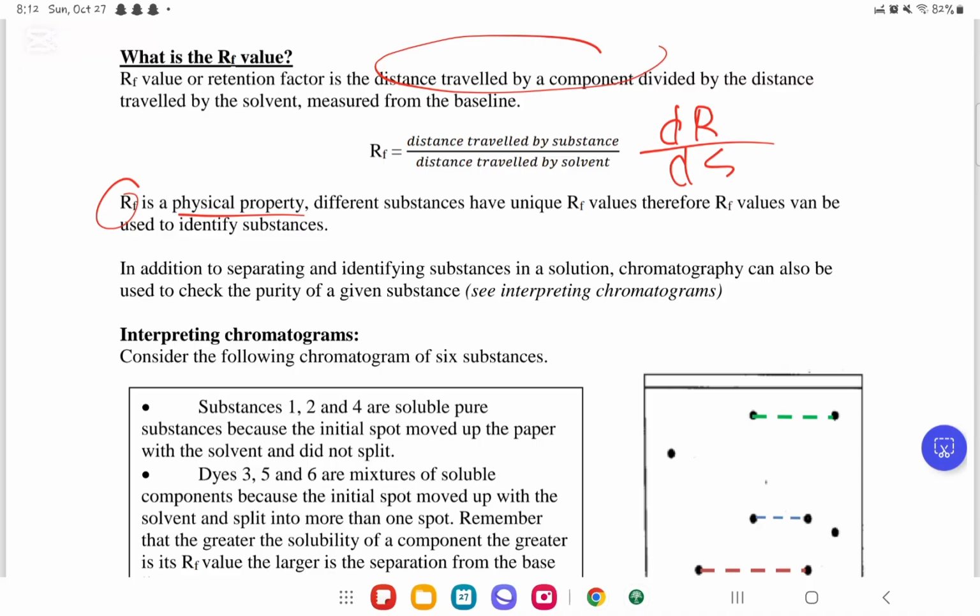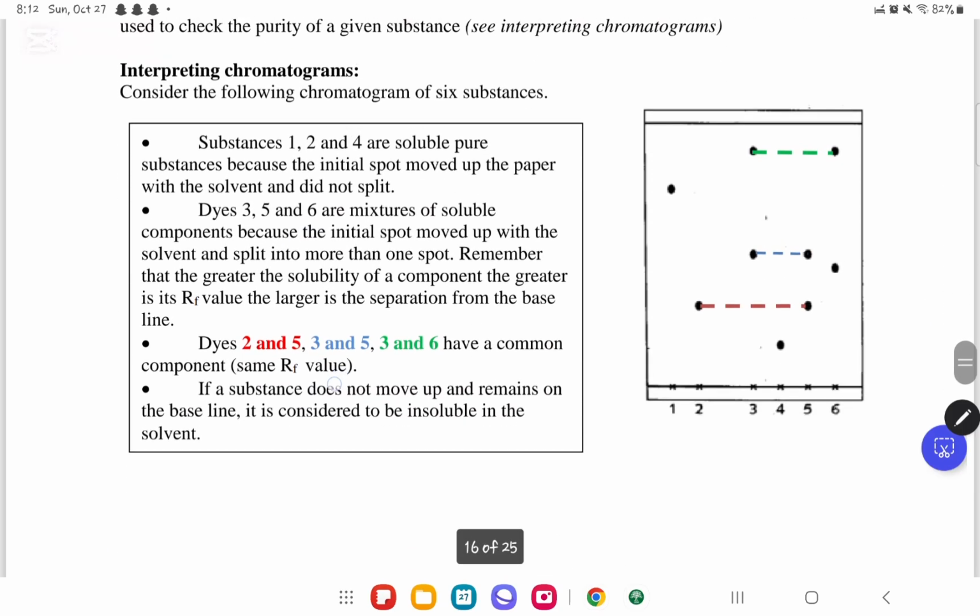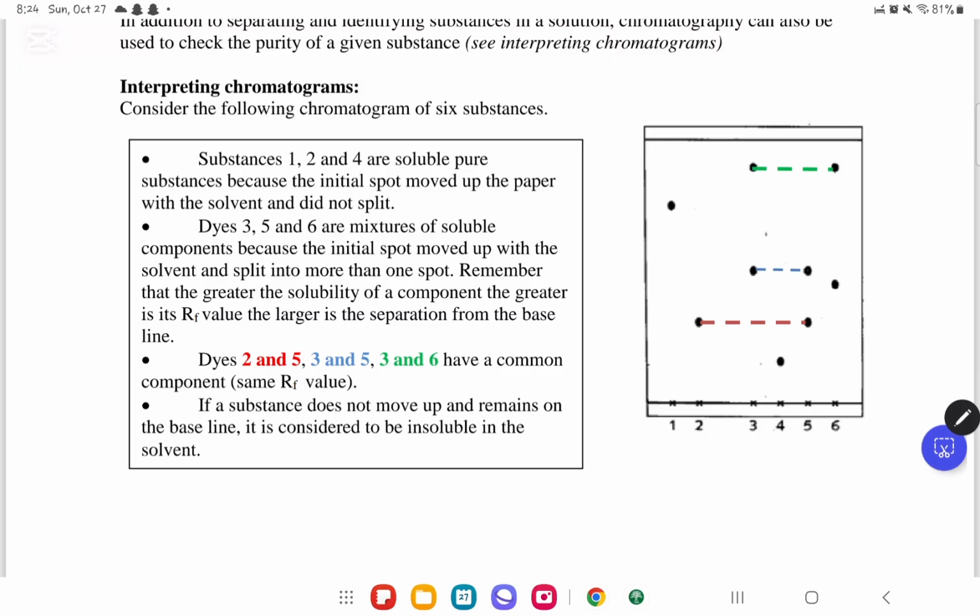In addition to separating and identifying substances in a solution, chromatography can also be used to check the purity of a given substance. So now, to understand further how we're able to check the purity, we're going to see interpreting chromatograms. Consider the following chromatogram of 6 substances.